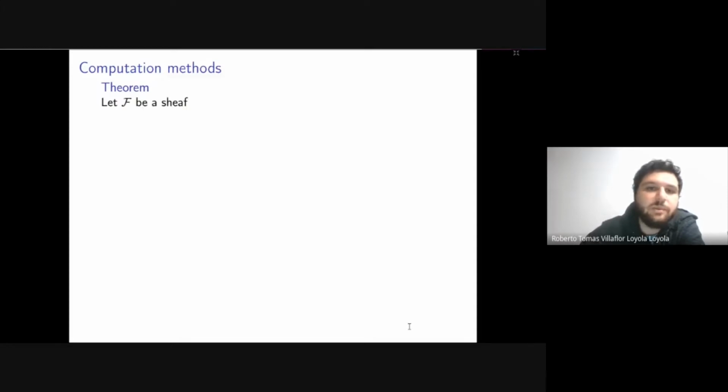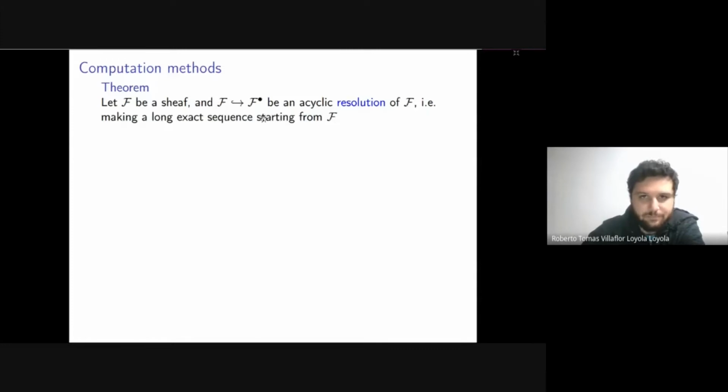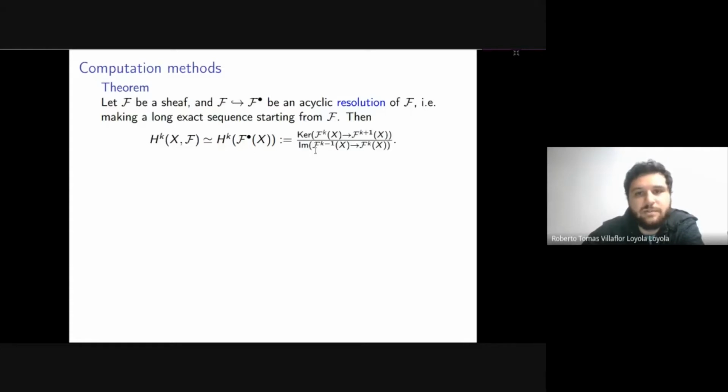So the first result tells us how to compute a sheaf cohomology group in terms of the usual cohomology of a complex. So consider F to be a sheaf, the sheaf whose cohomology we want to compute, and assume that F dot is an acyclic resolution of F. This means that every sheaf in F dot is acyclic, and moreover, once we plug F in the beginning of this complex, this becomes a long exact sequence. Then the sheaf cohomology group of F can be computed as the cohomology of the global sections of this complex F dot, which is just this definition. This is the usual definition of the cohomology of any complex, right?